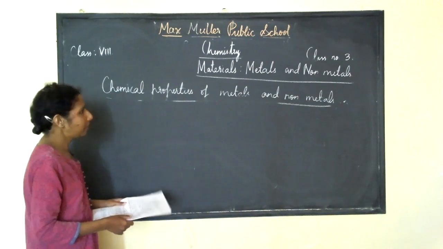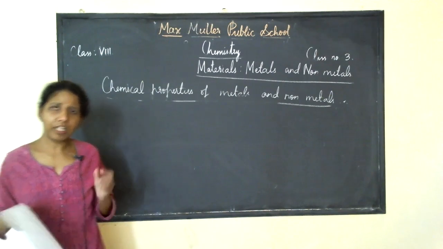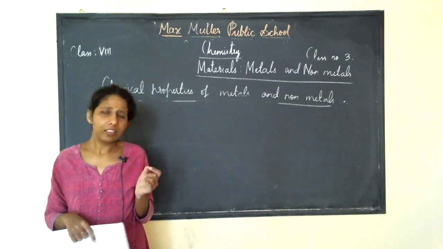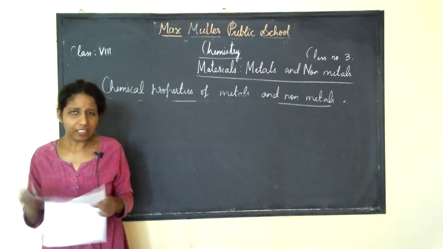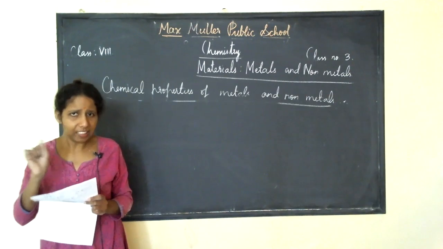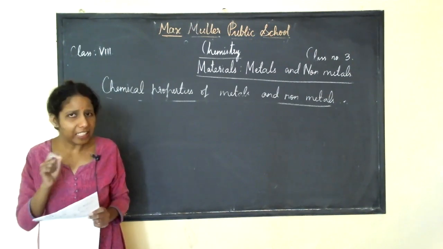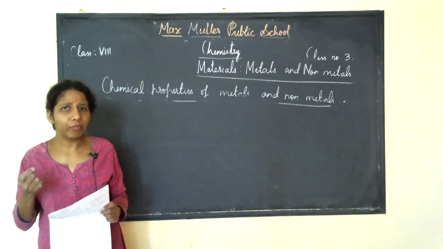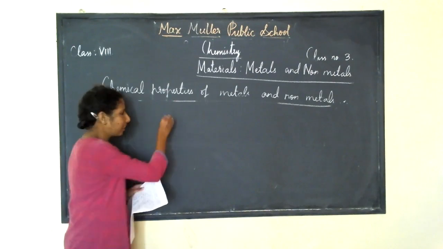I hope you people know what is rusting. If you take an iron nail and leave it unused for a long time, there is a reddish brown deposit over the iron nail, isn't it? What is that reddish brown deposit? It is nothing but the rust, isn't it?